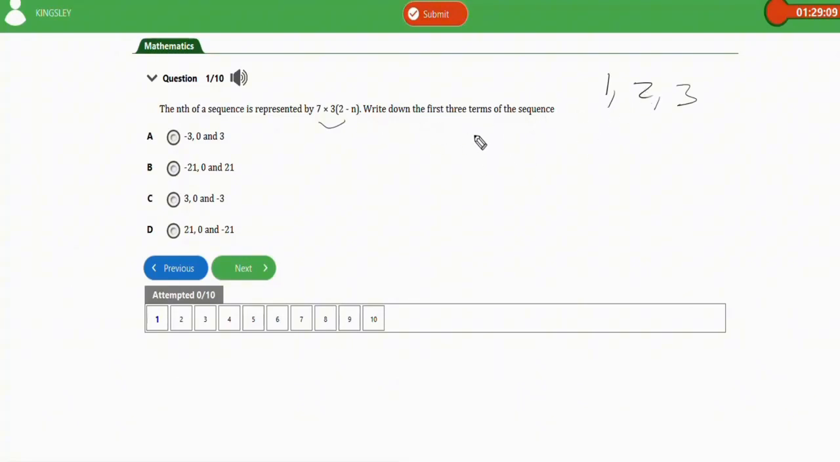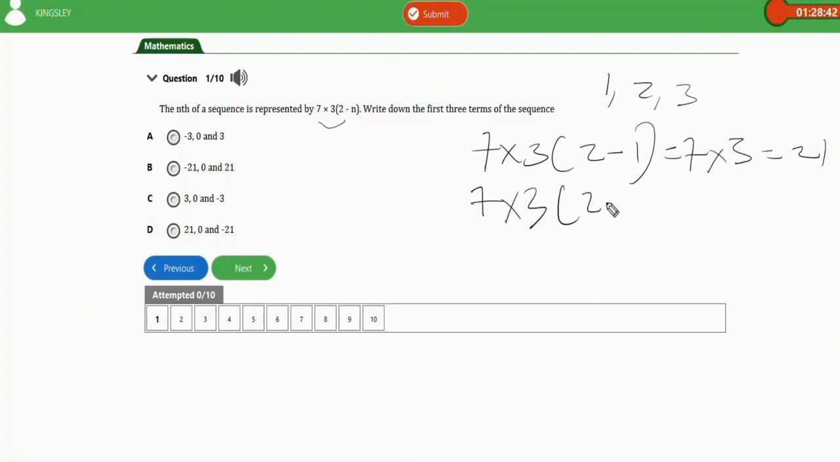For the first one, it's going to be 7 times 3 in brackets, 2 minus n, where n is 1. When you break it down, you have 7 times 2 minus 1, which gives 1. So 1 times 3 gives 3, and 7 times 3 gives 21. Then for the second one, it's 7 times 3 in brackets, 2 minus 2, where n is now 2. 2 minus 2 is 0, 0 times 3 is 0, so 7 times 0 gives 0.